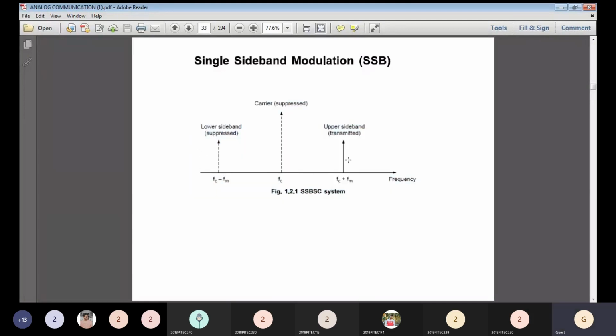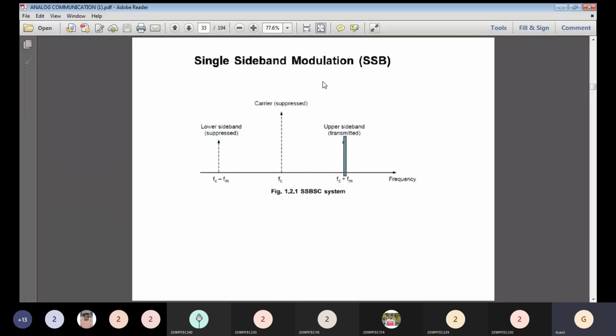So out of these two sidebands, only one sideband is enough. So we can remove any sideband. That is your wish. Based on the application, we can remove any sideband. Here in this diagram, the lower sideband is suppressed, shown by the dotted line. Only the upper sideband is transmitted. This concept is called single sideband modulation. In single sideband modulation, the unwanted carrier is suppressed. Along with the carrier, the redundant sideband is also suppressed. So only one sideband is transmitted.